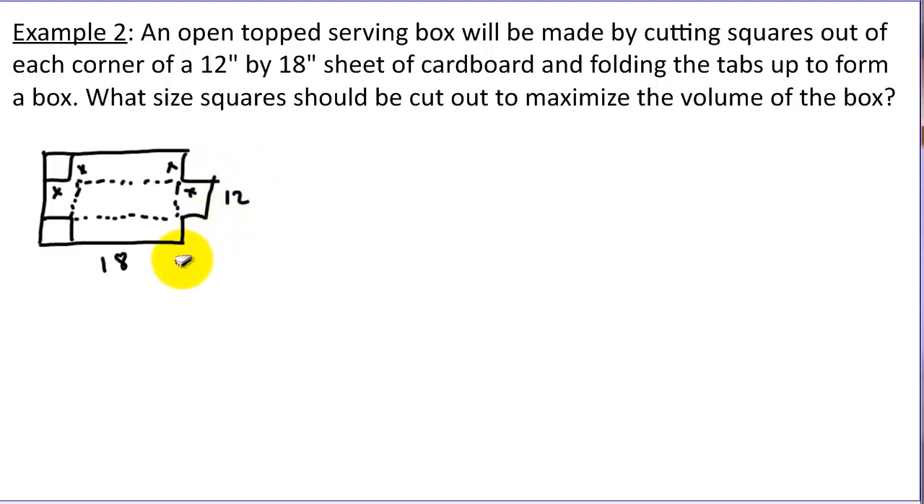Let's just quickly erase, cutting out those corners. So you can see we've got these tabs, and we're going to fold them up and create a box. So this dimension here, this 18 was the original dimension, and we've taken away x. So this dimension is 18 minus 2x. And on this side, this dimension is going to be 12 minus 2x.